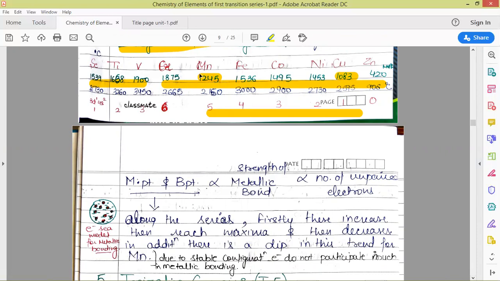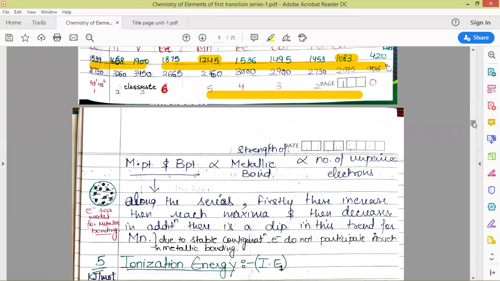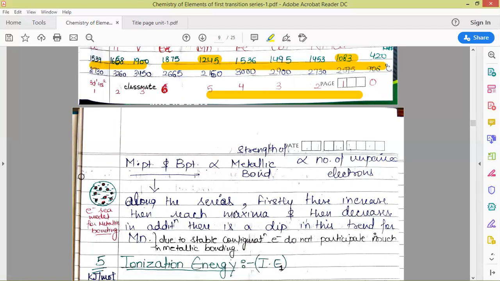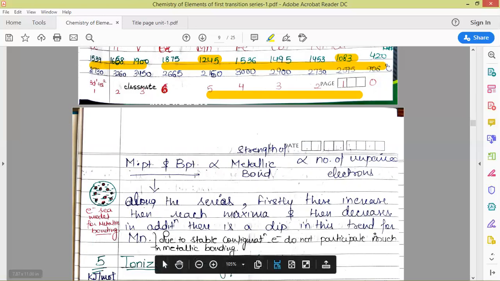So it is 3d5 4s2, and for copper it is 3d10 4s1. So this extra stability leads to what happens for these two cases: the electrons acquire extra stability and they are reluctant to participate in the bonding. Due to the stable electronic configuration, electrons present in manganese and copper do not participate in the bonding. So that is why there are exceptionally low melting points and boiling points, especially for manganese.